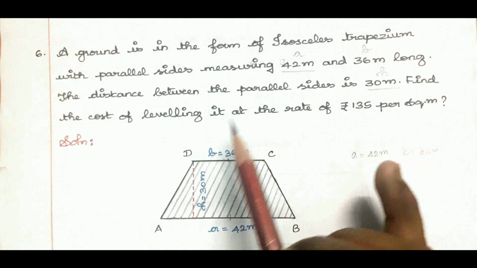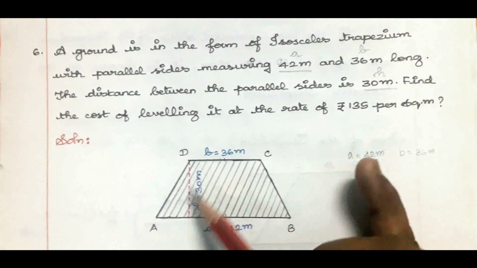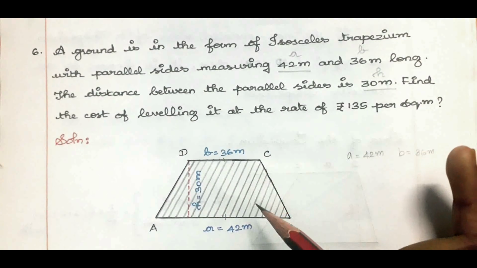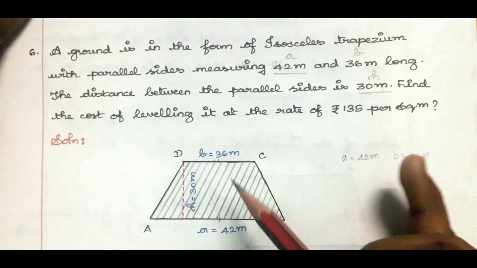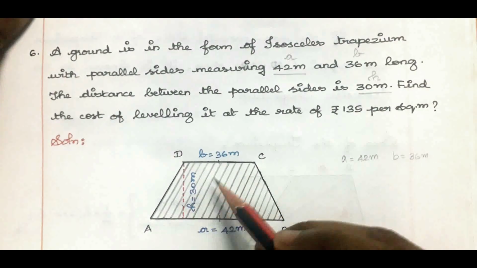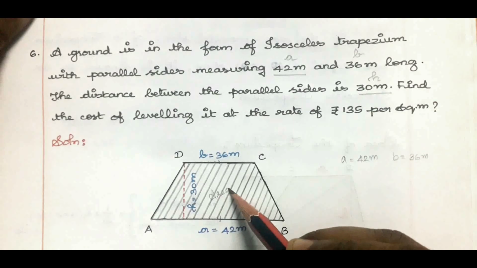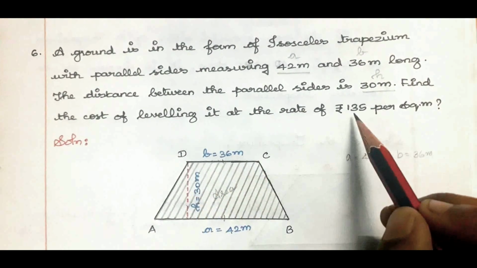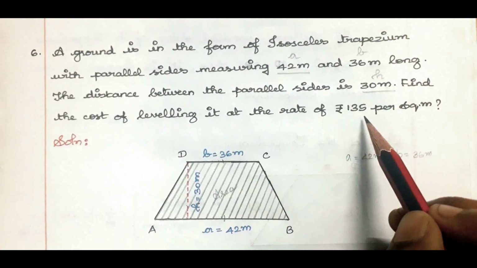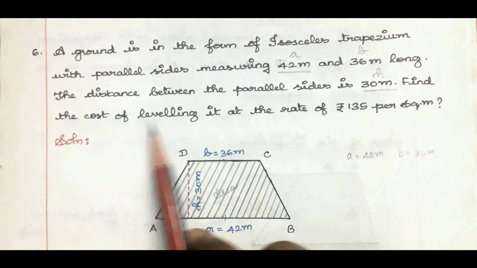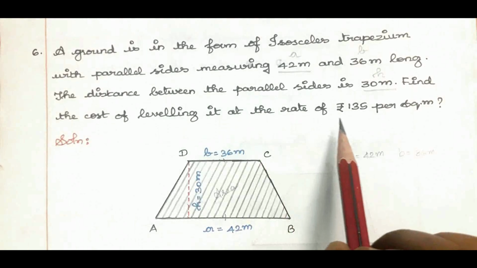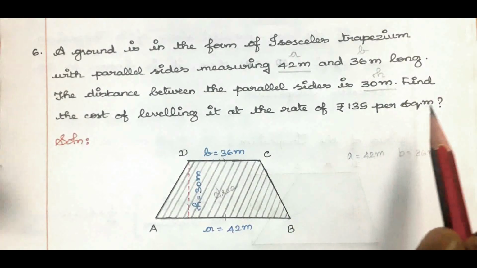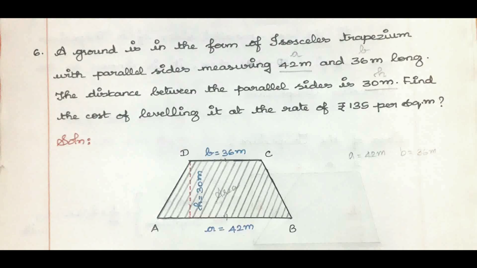Now, if you find the whole area, that is the area of this ground which is in the shape of an isosceles trapezium, this shaded portion is nothing but the area. If you find the area, then you can multiply that with the rupees 135, so that you will be getting the cost of leveling the ground at the rate of 135 per square meter. Clear? Yes.